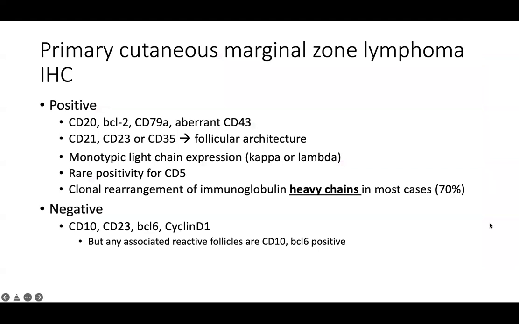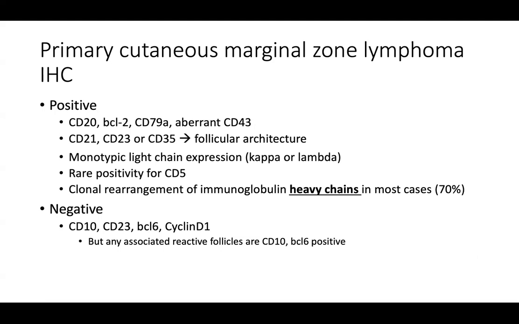So primary cutaneous marginal zone lymphoma can be worked up with immunohistochemistry. The most common positive stains include CD20, again, this marks B cells, BCL2, and CD79A in the plasmacytoid differentiated cells. You can have some aberrant CD43 expression. CD21, 23, or CD35 are often used to highlight follicular architecture. And if you have a less organized follicular architecture, that's going to be more supportive of a primary cutaneous marginal zone lymphoma.